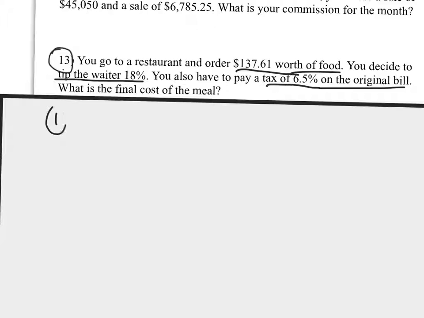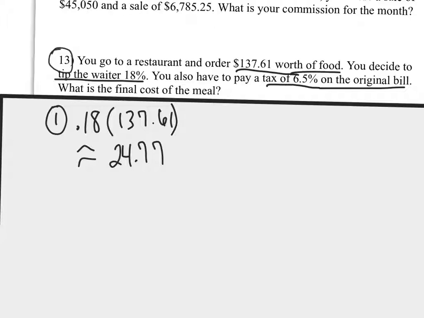So a lot of times with tips, a tip you might give on the price before tax. So first of all, for the tip, if we figure out 18% of $137.61, that's about $24.77. That's like 24.7698. So we'll just round that to the nearest cent.